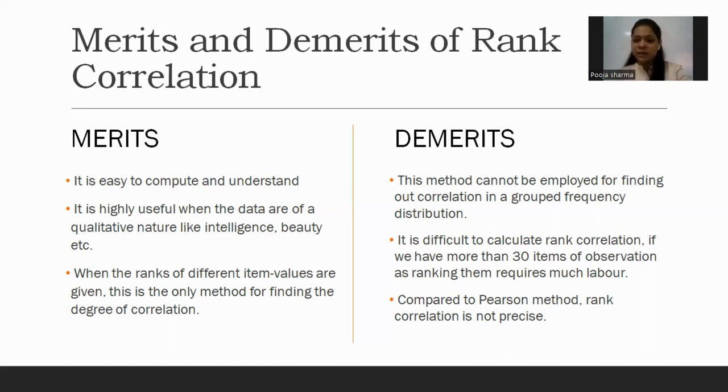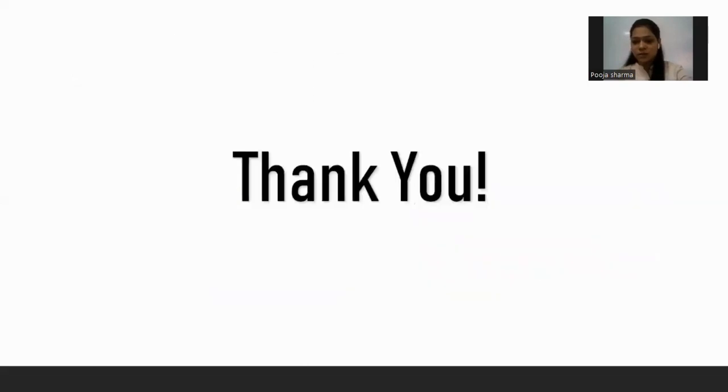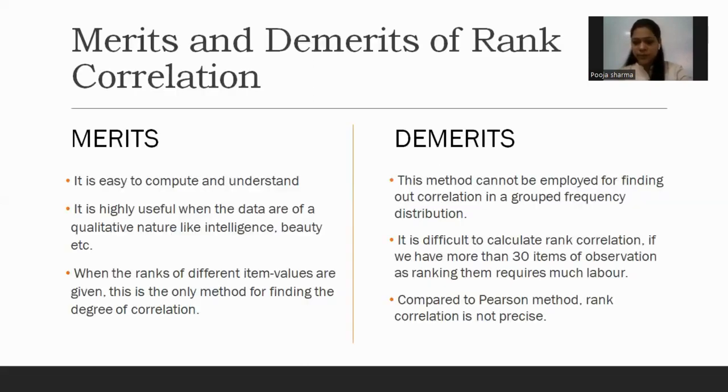Now, among the demerits, we cannot use Spearman rank correlation for grouped frequency distributions. And if we have more than 30 observations, we cannot use Spearman rank correlation, as it becomes cumbersome to calculate the ranks for more than 30 observations. Compared to Pearson's method, rank correlation is not precise.